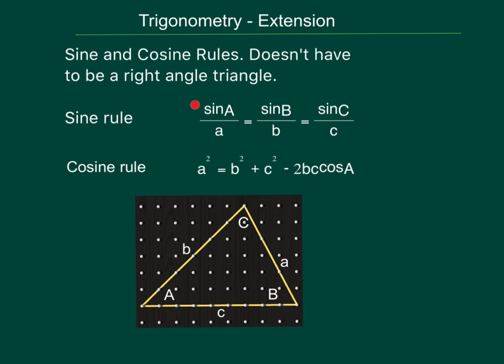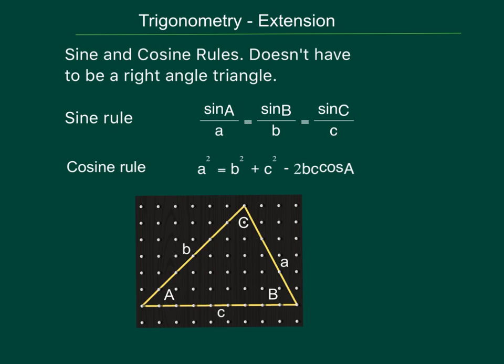So I could use sine A over a equals sine B over b, or I could use sine B over b equals sine C over c, or I could use sine A over a equals sine C over c. What do all those C's and A's and B's mean? Well, on a triangle like this one down below, the capital A, the capital B and the capital C are angles. The lowercase a, the lowercase b and the lowercase c are sides, and you can put them wherever you like so long as the lowercase c is opposite the capital C, the lowercase b is opposite the capital B, and the lowercase a is opposite the capital A.